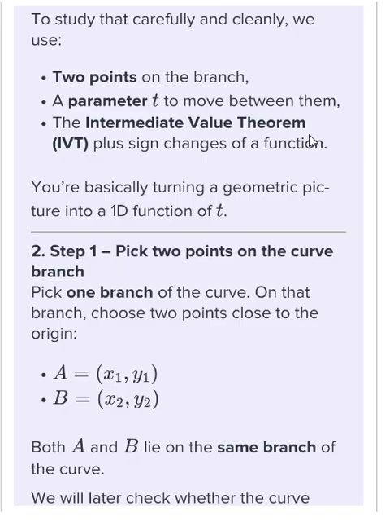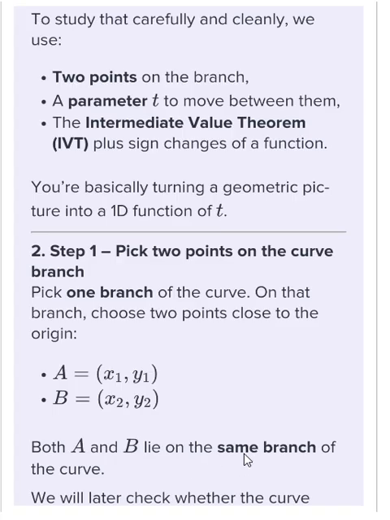Same thing. With 2 points, we can take a parameter to move, using an intermediate value theorem. We can pick up one branch of the curve and choose 2 points close to the origin. Let A be x1 y1 and B be x2 y2. If A and B are on the same branch of the curve, then ax1 plus by1 and ax2 plus by2 are both greater than 0. Try to understand, this is a very important thing I am telling you.